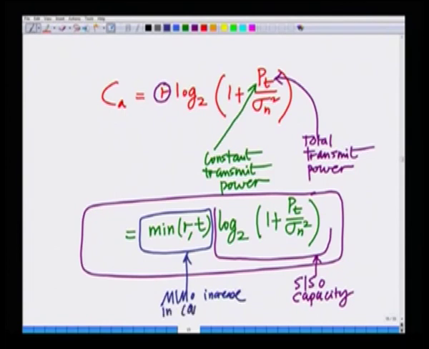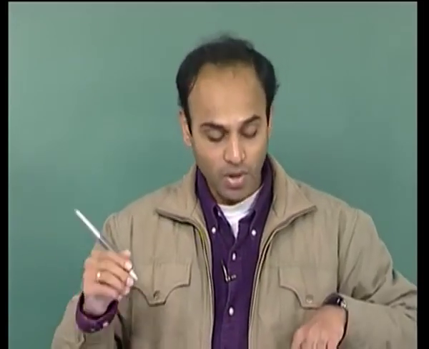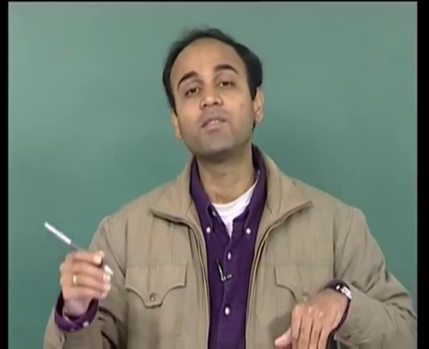Hence, a MIMO system essentially results in an increase in capacity that is proportional to the minimum of r comma t. For instance, if you have let us say 4 receive antennas and 10 transmit antennas, your capacity rises as the minimum of r comma t, which is the minimum of 4 comma 10, which is 4. So, for the same power you get a 4 times increase in capacity asymptotically. That is what this result says.